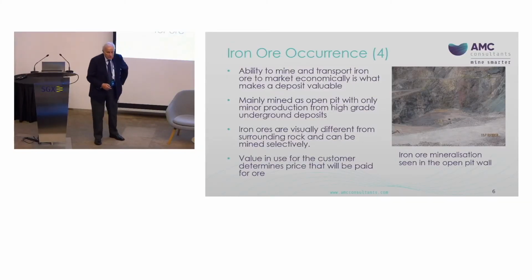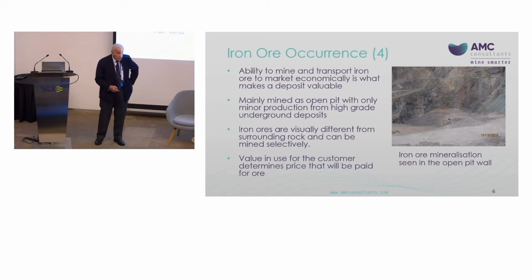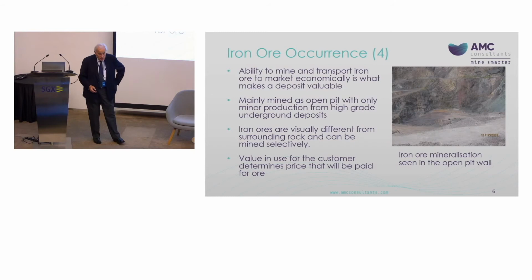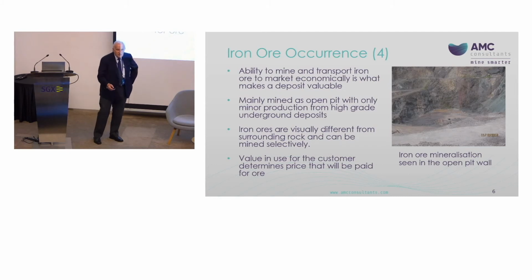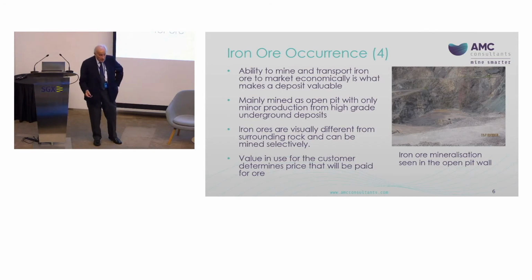Iron ore is mainly mined by open pit methods. There are underground mines. There were underground mines in the States. I'm not sure if there are still any there, but there are underground mines in Sweden. But fundamentally, almost all the iron ore comes from open pit production. Iron ore is visually different from the surrounding material. So once you've located it and determined where it is, it's relatively easy to control the mining operation.